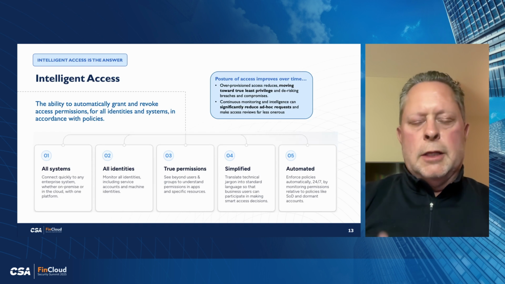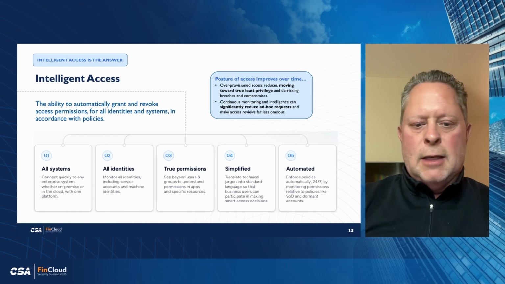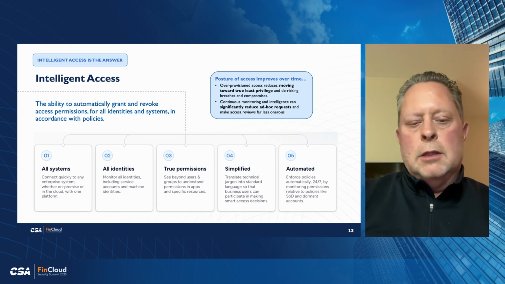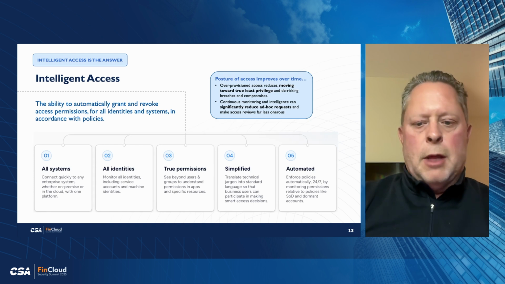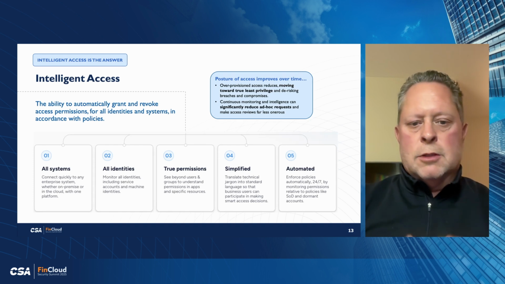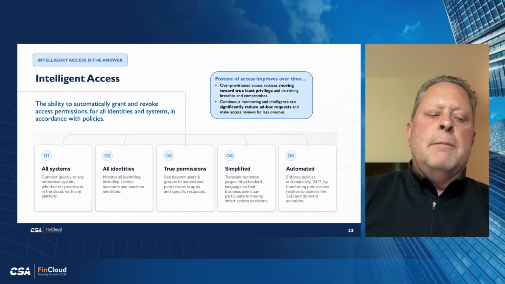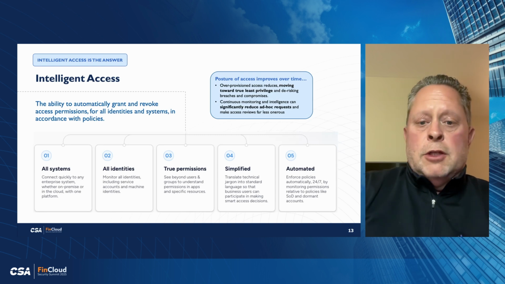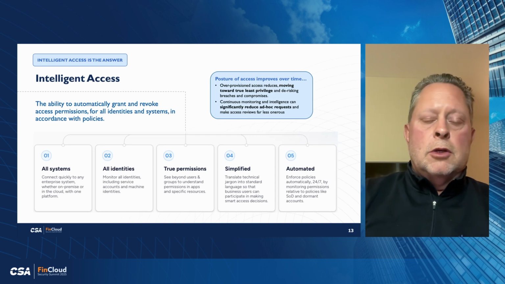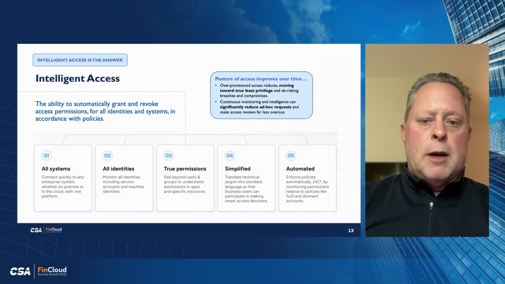And as I mentioned before, it needs to be fundamentally across all your systems, across any type of identity. It needs to be based on permissions and not just front door security. It needs to be simplified so you can understand the various permissions consistently, no matter how variable they are under the covers at the platform level. And you need to automate as much as possible because the size and complexity of this gets really, really big. And think about how your posture of access will improve over time with this intelligence. Your over-provisioned access reduces, so you're moving toward true least privilege and you're de-risking the environment.